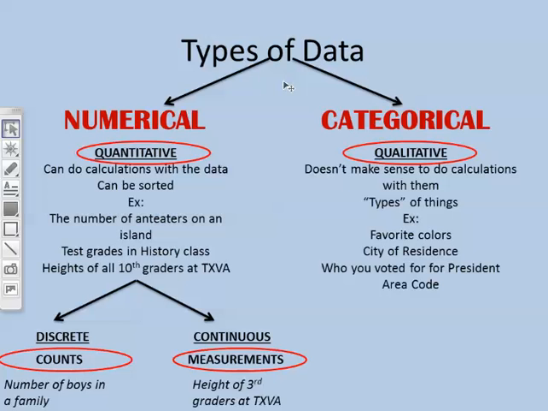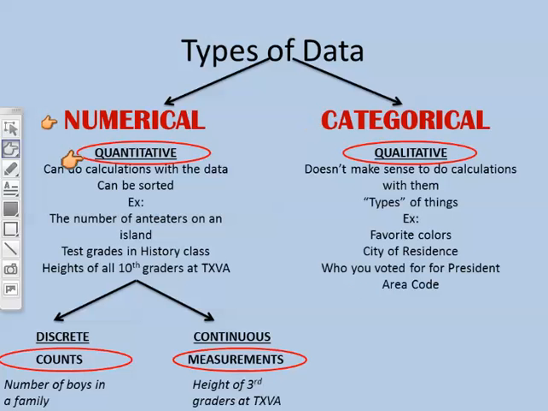What types of data are we talking about? Well, I'm going to start over here on the right to begin with, and that's the categorical data. Okay? Categorical data can be numeric in appearance, but it doesn't make sense to do calculations with it. The example might be every zip code of the TXVA students. Well, that is good qualitative type information. It does have numbers in it, but it doesn't make any sense to do any calculations with it. We can't add them up, we can't subtract them. It just doesn't make any sense to do anything with that. Okay? But it is good information to use. Here are some other examples: your favorite colors, the city of residence, who you voted for president, your area code, things of that nature. Those are all categorical types of data.